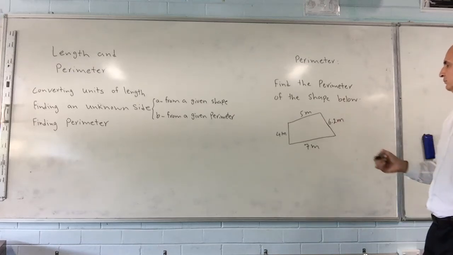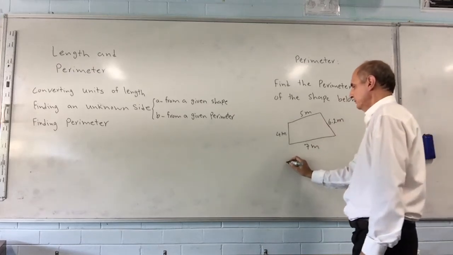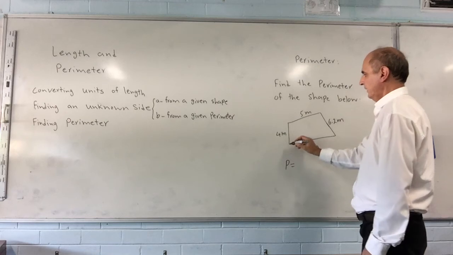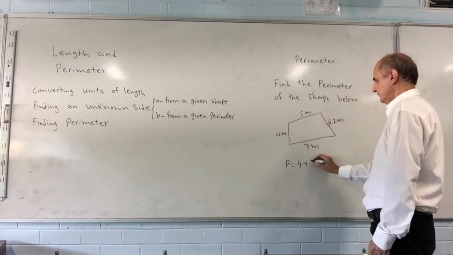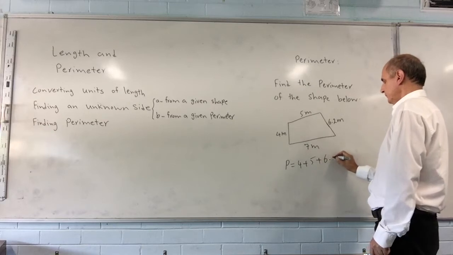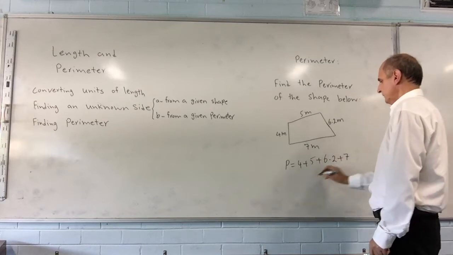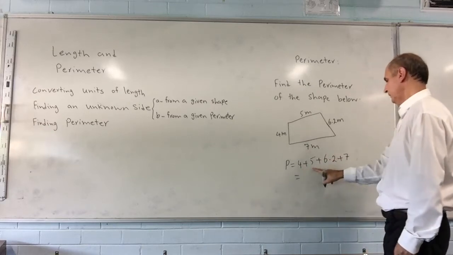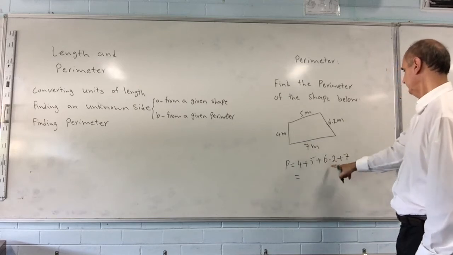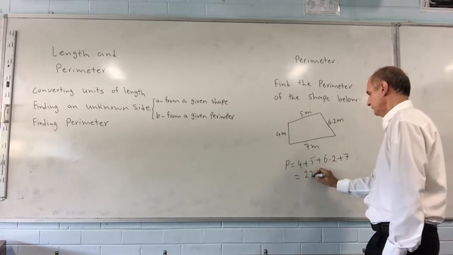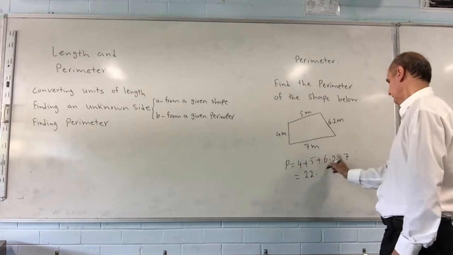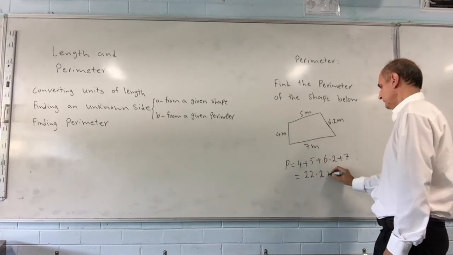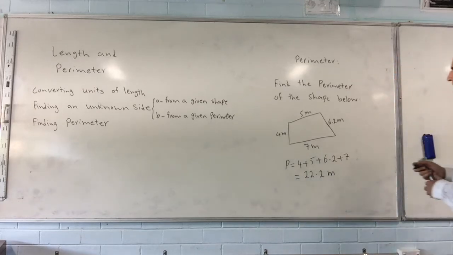So all we need to do is just add them up. So the perimeter is 4 plus 5 plus 6.2 plus 7, and that gives us 9 and 6 is 15, and 15 and 7 is 22. So 22.2 meters. That is the length.